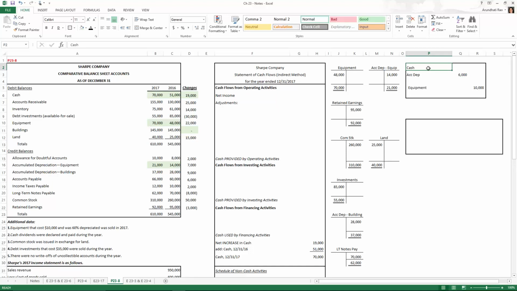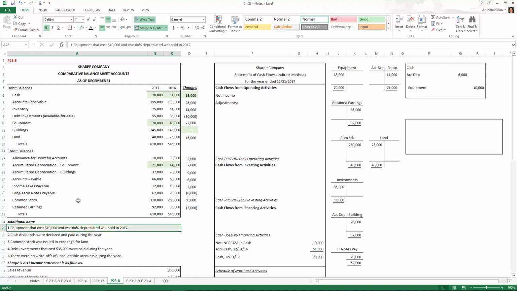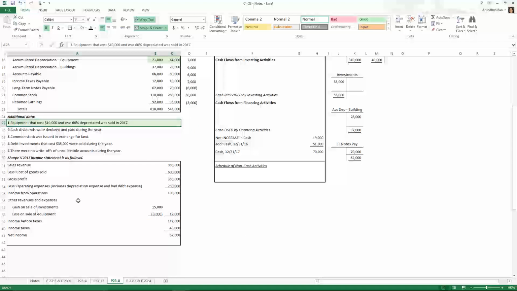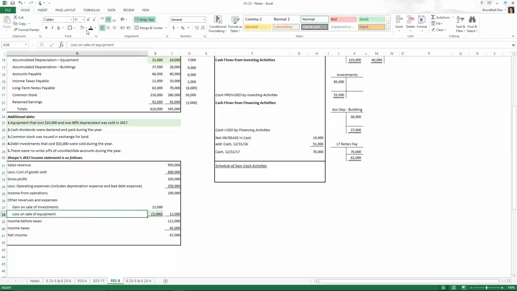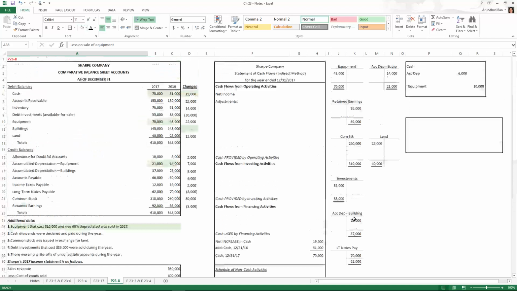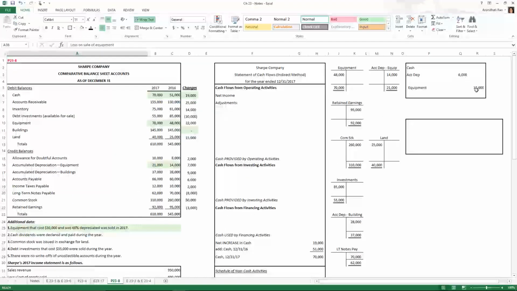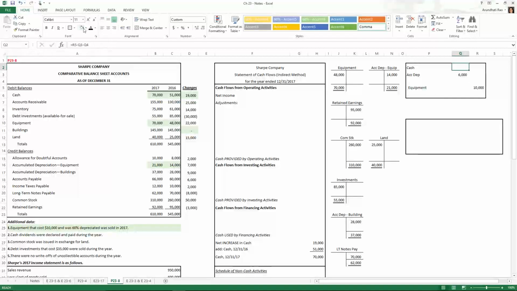Well, did I get $4,000 cash? Did I get more or did I get less? How do I find out? Well, I got the equipment and accumulated depreciation on equipment information from the balance sheet. The additional data told me I have this equipment that's sold. Let's go down to the income statement. Here I have this information. I sold the equipment at a loss of $3,000. Okay, so the book value is 4,000. If I sold it at a loss, it means I got only $1,000 in that transaction.